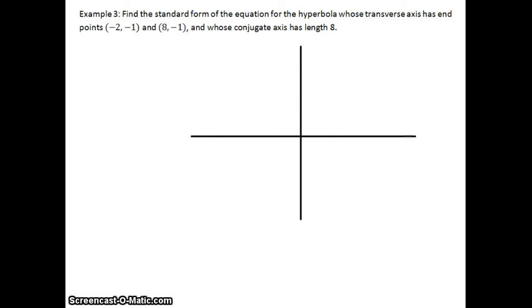We want to find the standard form equation for the hyperbola whose transverse axis has endpoints at (-2, -1) and (8, -1), and whose conjugate axis has a length of 8. Let's go ahead and plot these points, and plot points that make up our conjugate axis, and try and come up with the equation based off the graph.